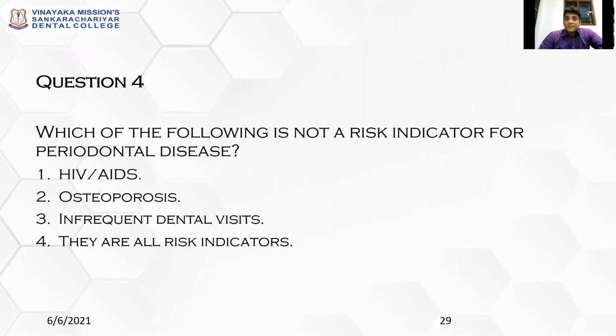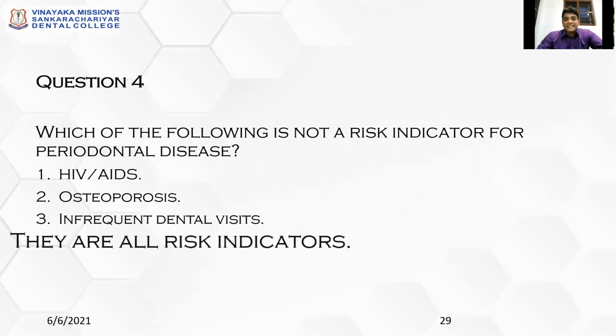Question number 4: which of the following is not a risk indicator for periodontal disease? As I said, a risk indicator doesn't cause a disease. HIV and AIDS, osteoporosis, infrequent dental visits, they are all risk indicators. It is clear cut. Everything is a risk indicator.